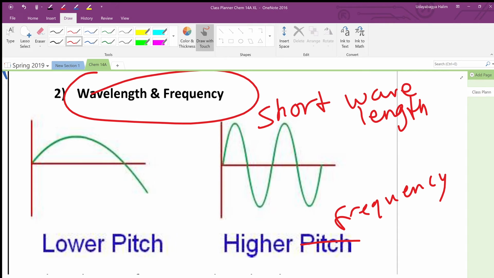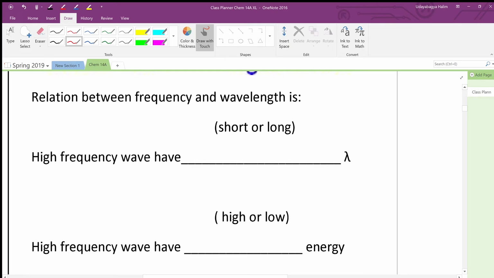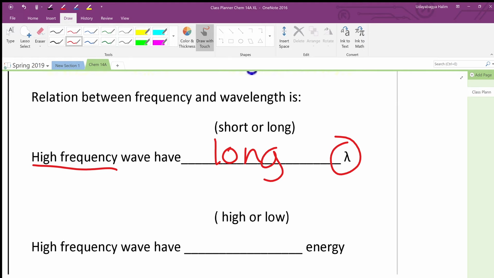So the one that I want you to keep in mind: if you have a high frequency, you have a long wavelength. And if you have a high frequency, you also have a high energy. So again, think of it like sound. If you have a low rumbling, it's low energy, whereas if you have a high pitch, then it's high energy. That's a good way to think about them.